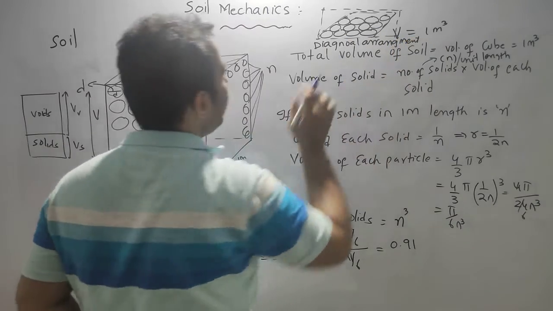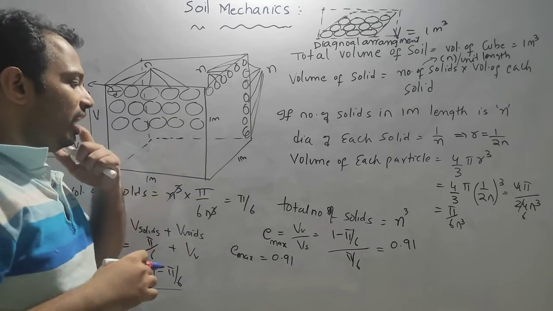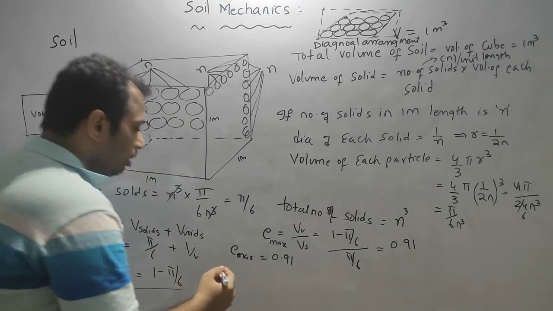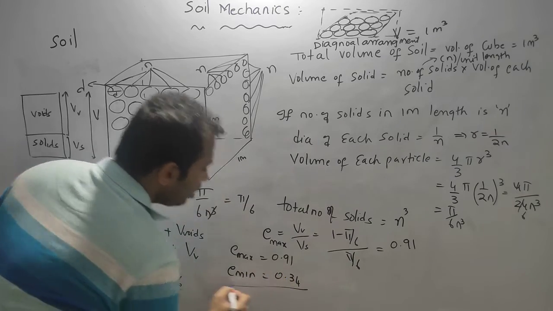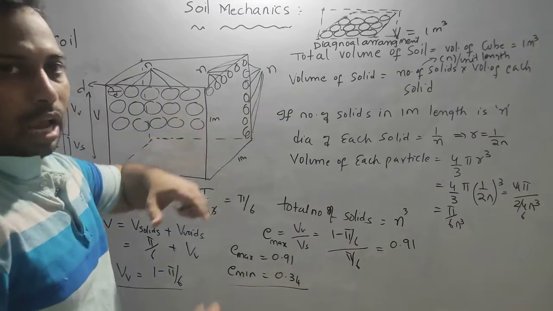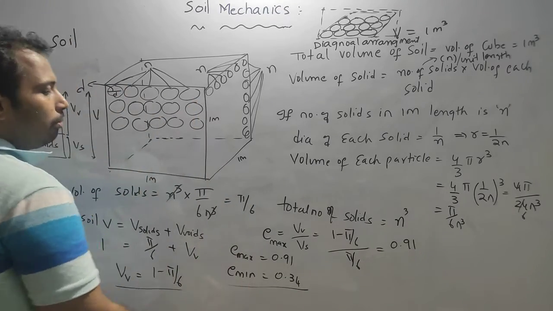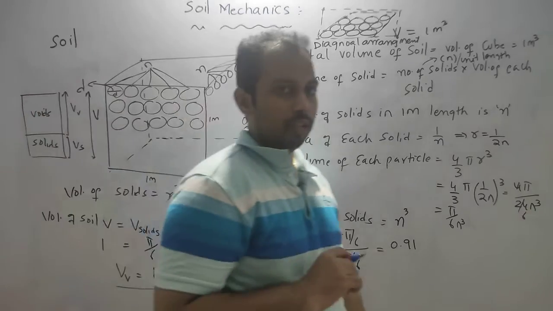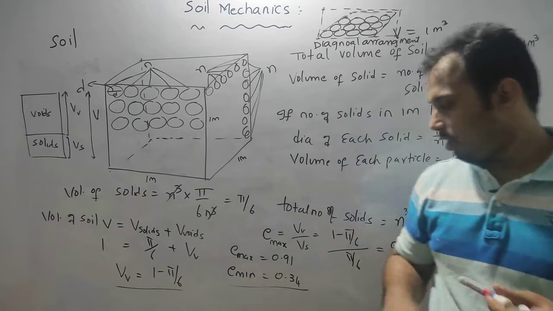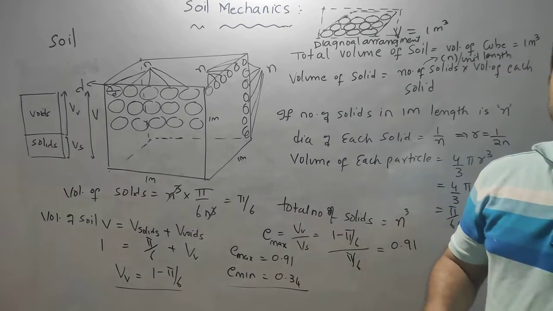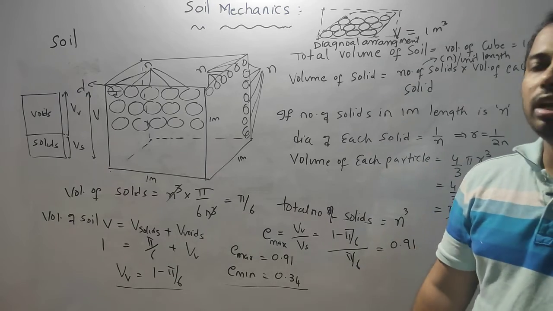If you put the soil particles in a diagonal arrangement, then we will get the e minimum. So e minimum will be 0.34 if you are keeping it in a diagonal form of arrangement. So the minimum possible void ratio in a coarse grained soil is 0.34, and the maximum void ratio in a coarse grained soil is 0.91. So these two values are important.